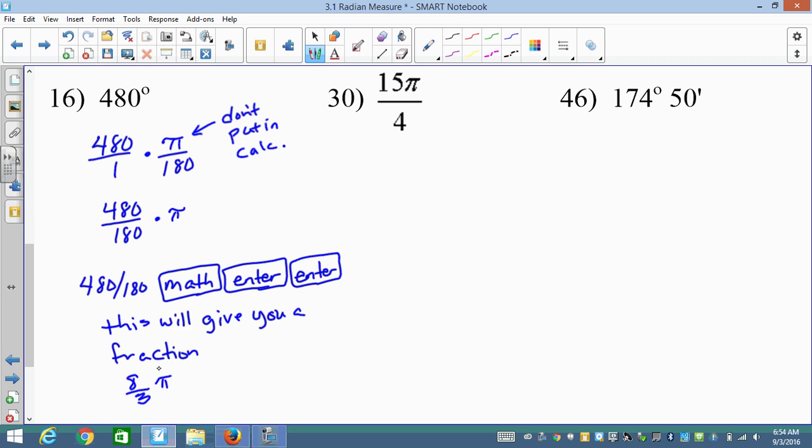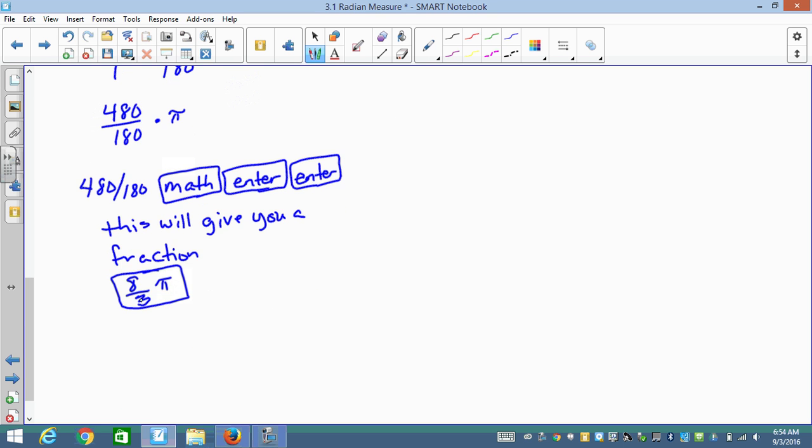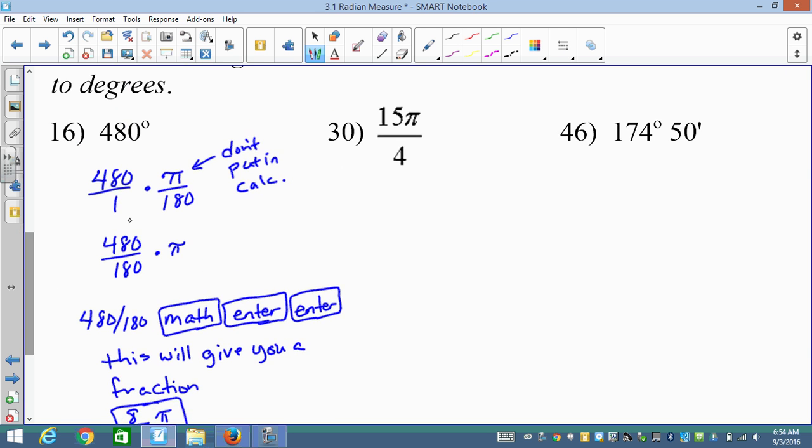Now here's the deal with this 8 over 3 pi. I don't care how you write it, don't care how you say it, as long as you do not put pi in the denominator. I always put pi in the numerator, so we would word it as 8 pi over 3. Okay, so next one, 15 pi over 4.